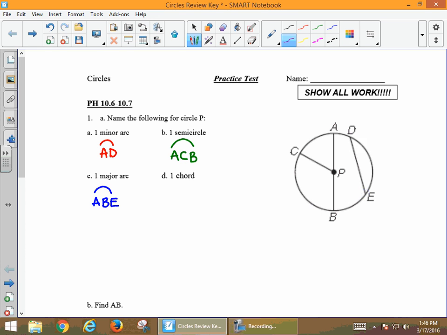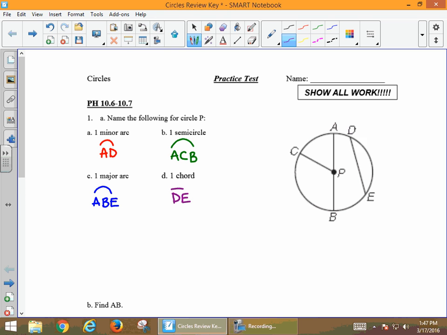And part D says name a chord. I only see one chord in this. Actually, there are 2. One chord is actually the diameter. That is a chord. The other chord connects point D with point E along the circle. It is a line segment, so DE, line segment DE. That is question number 1, A, B, C, and D.